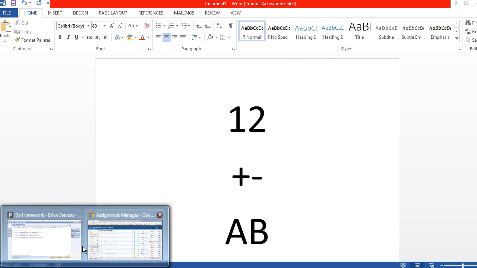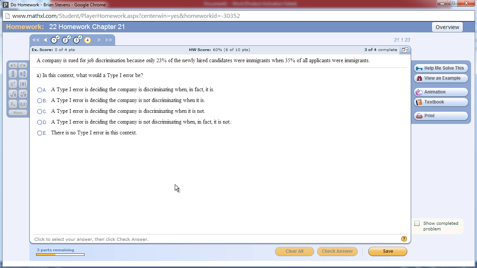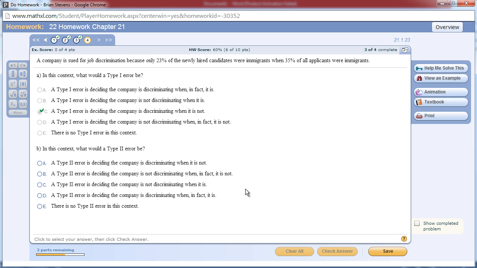So let's go back and look at this problem and make sure we answer everything correctly. In a type 1 error, they're going to find that the company is discriminating. They're going to say, we have evidence. Remember, positive results. We have evidence. When in fact, it is not discriminating. Type 1 error. The opposite is a type 2 error. They're going to say, we don't have any evidence that they're discriminating, but in actuality, they are discriminating.